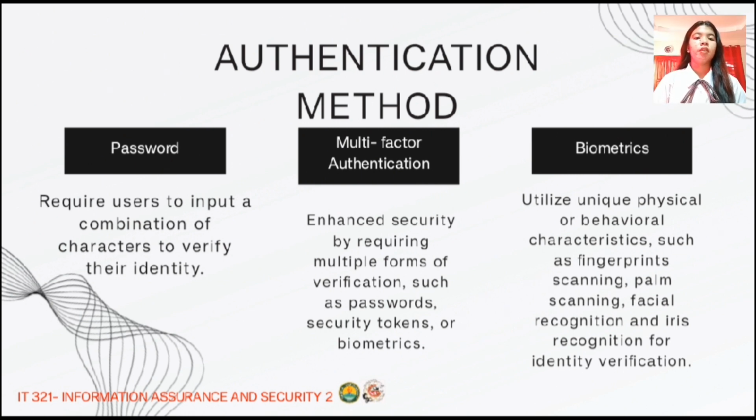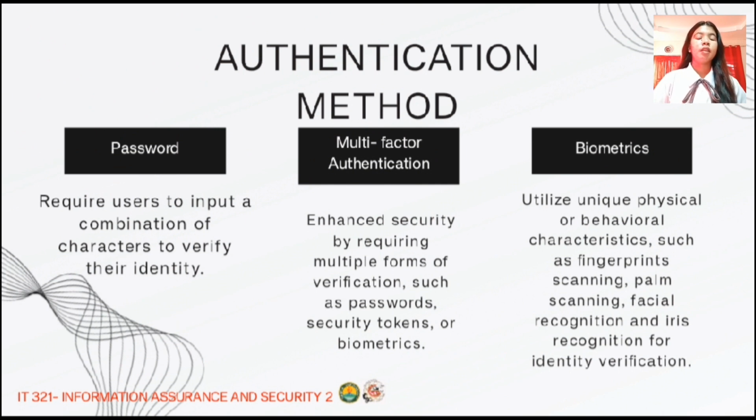Biometrics utilize unique physical or behavioral characteristics such as fingerprint scanning, palm scanning, facial recognition, and iris recognition for identity verification. So, biometrics refers to the use of unique physical or behavioral characteristics to verify a person's identity. These characteristics are distinctive to individuals and are difficult to forge or replicate. Examples of biometric identifiers include fingerprint scanning, palm scanning, facial recognition, and iris recognition.